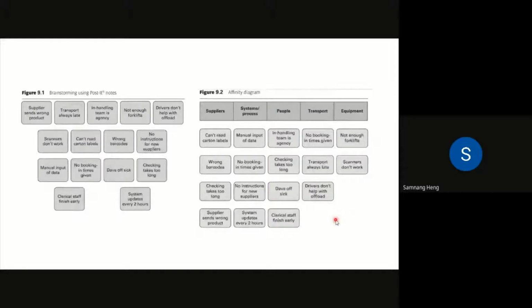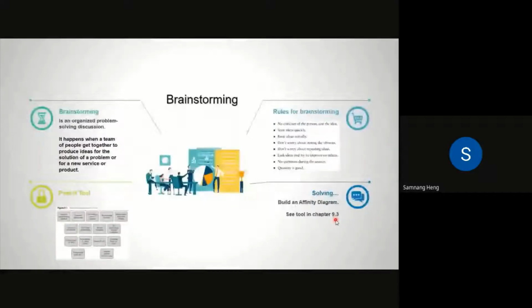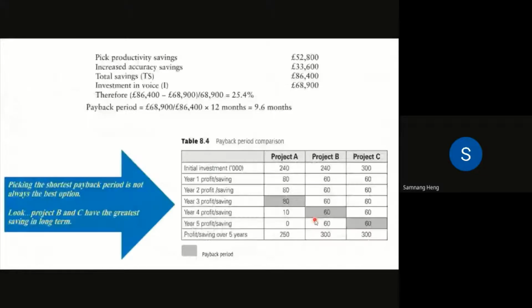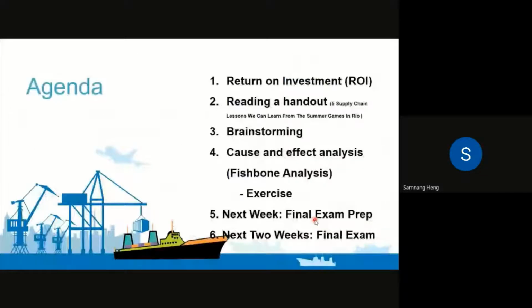And for the solving process, we're going to use a tool that we see in chapter 9.3 that we will study on Friday. On Friday we're going to work on the problem-solving solution, how to solve the problem, and we have a tool for that too. In the agenda, we call it cause and effect analysis or fishbone analysis.